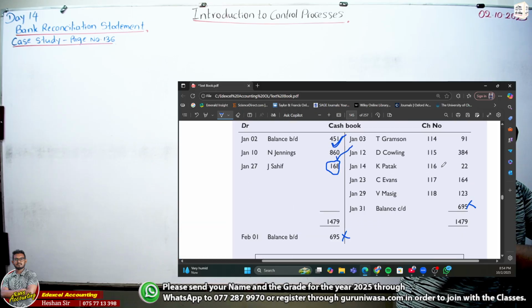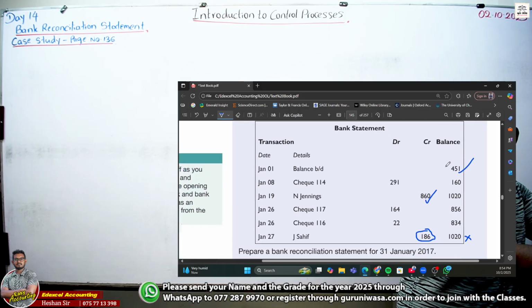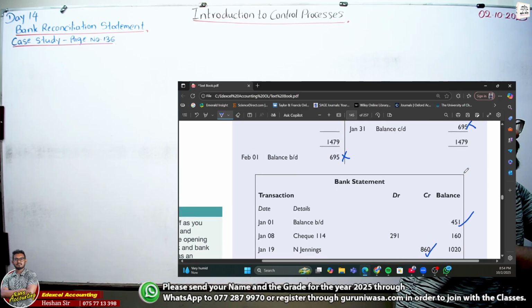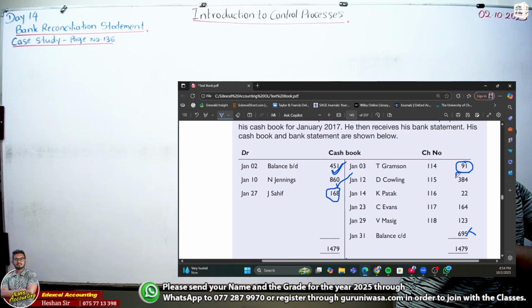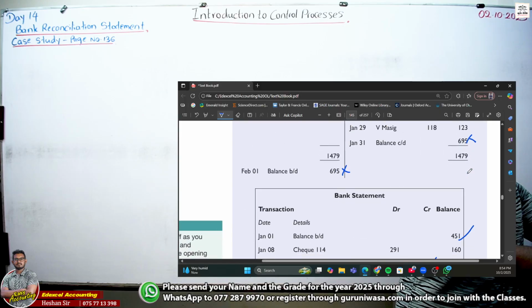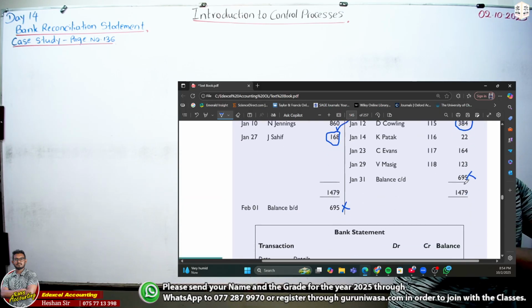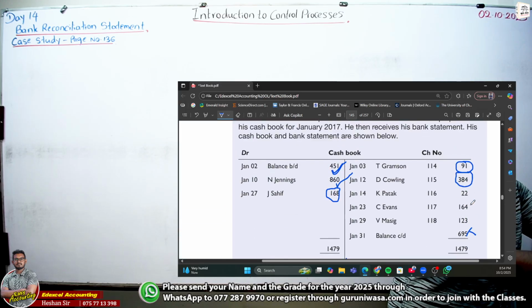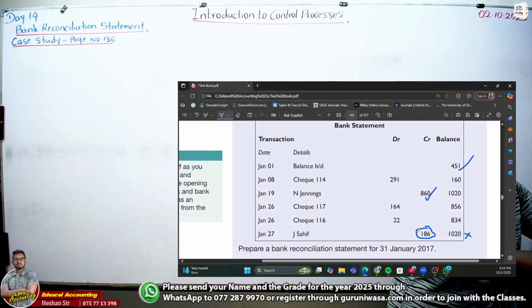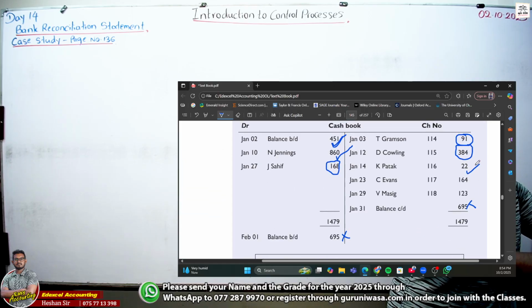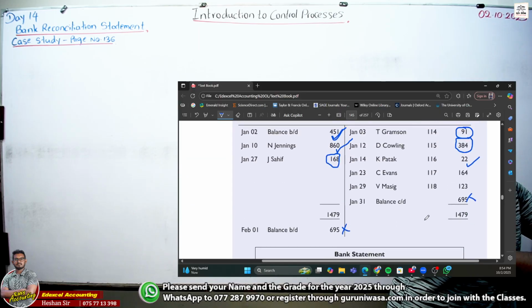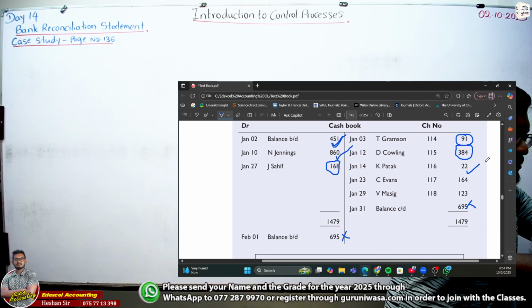Now let's compare the credit side. Is 91 in here? No. So circle the 91. Then 384 is in here, but not on the other side, so circle it. 84 as well. When it comes to the 22, K Patak, check now: yes, it's in here as well as in here, both are in, so put a tick.